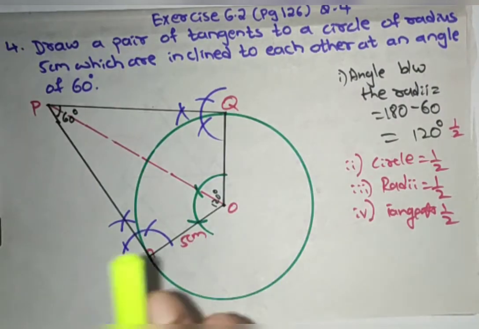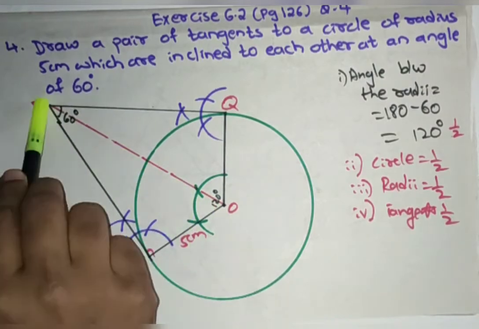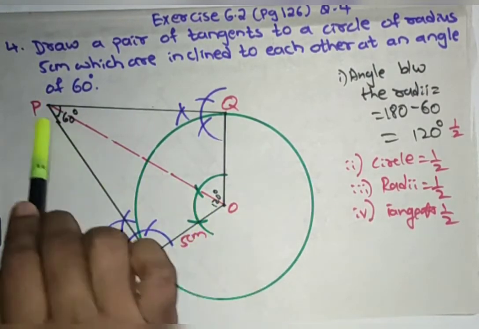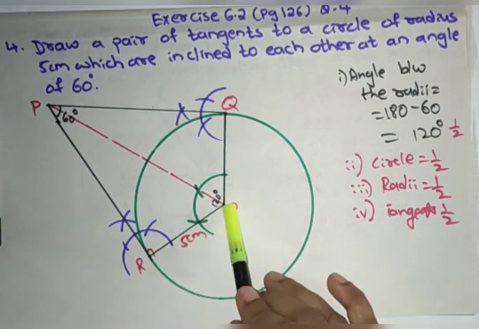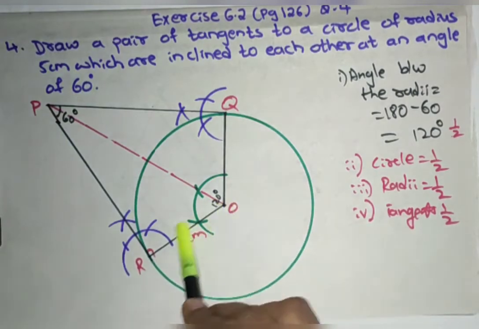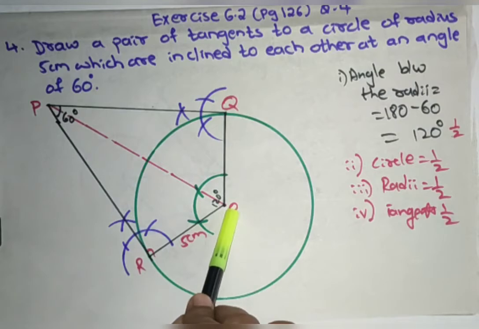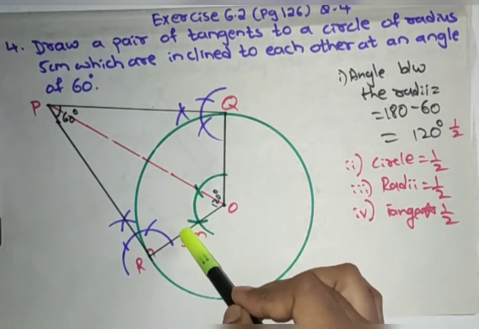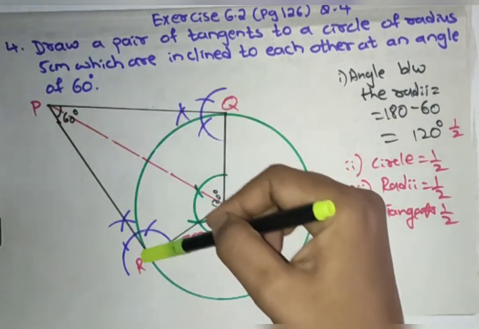Now justification should be done by you. You should join this OP. After joining OP, you measure the OP length. They have given OR as 5 centimeter. Why? The radius of the circle is 5 centimeter. You know the perpendicular length is 5 centimeter. So by joining, you measure this length also. When you know these two lengths, it is very easy to find the tangent length.